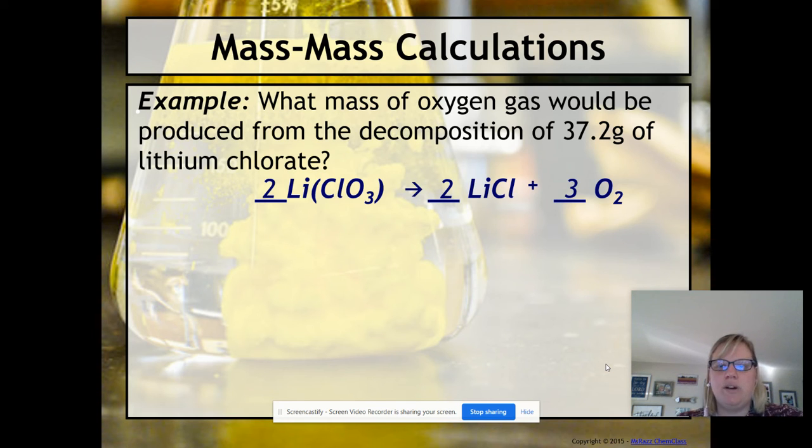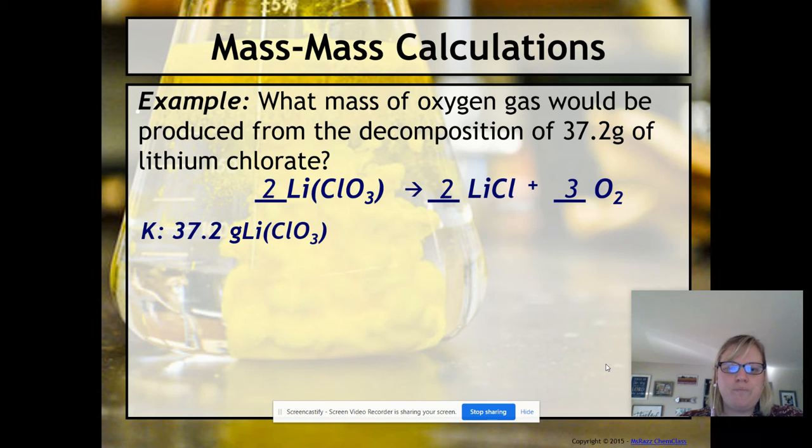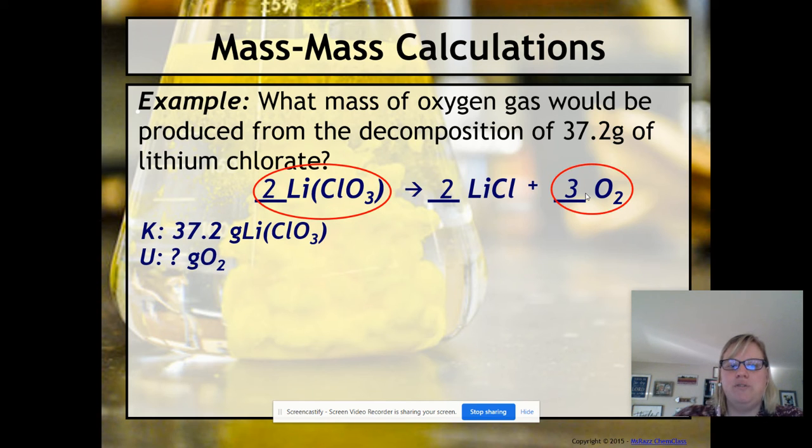It gave us in the question 37.2 grams of lithium chlorate. So that is what we're starting with, all right? And we're asking what mass of oxygen is going to be produced. So we're looking for oxygen. So the ratio we're going to use is this 2 to 3. Okay, 2 moles of lithium chlorate for every 3 moles of O2.